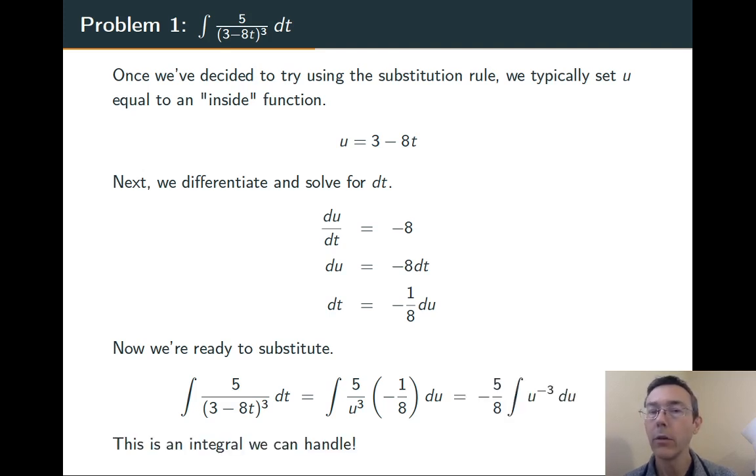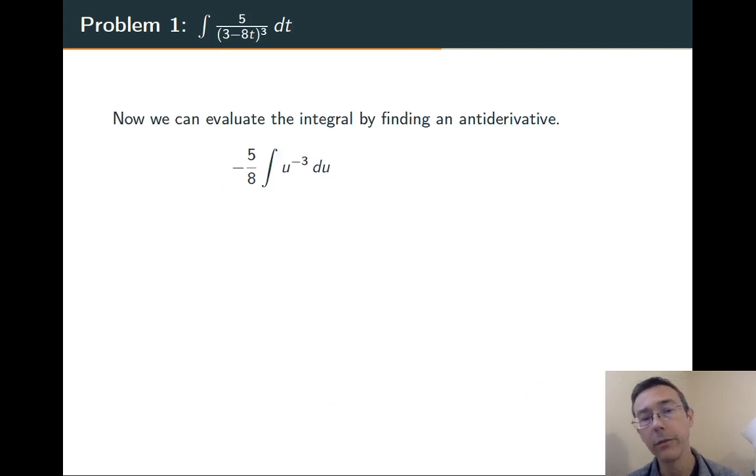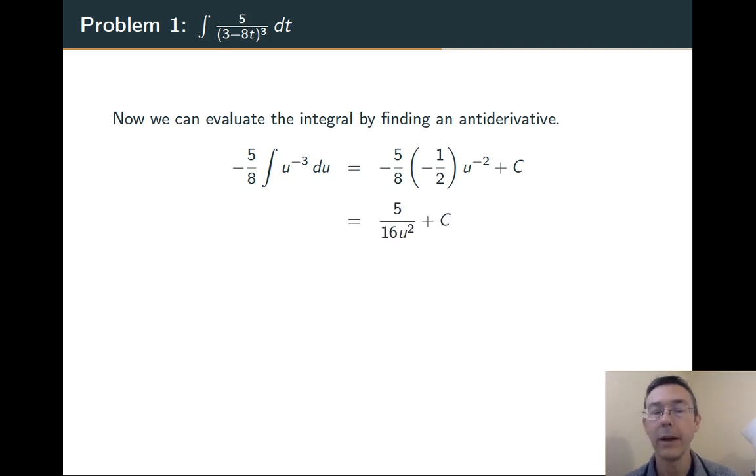We're left with an integral that only has u's in it. There are no t's left in this integral. Even better, the integral is one that we know how to do just using our basic understanding of antiderivatives. So the way we're going to anti-differentiate -5/8 u to the -3rd is by raising the power by 1 and then multiplying by the reciprocal of that new power. A tiny bit of simplification gives us 5/16 u squared plus c.